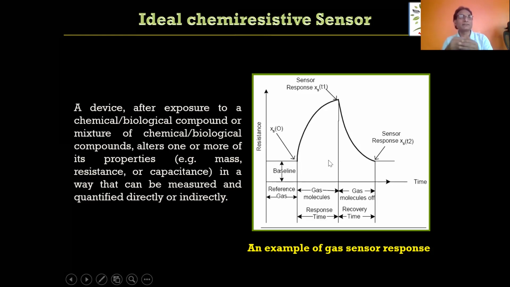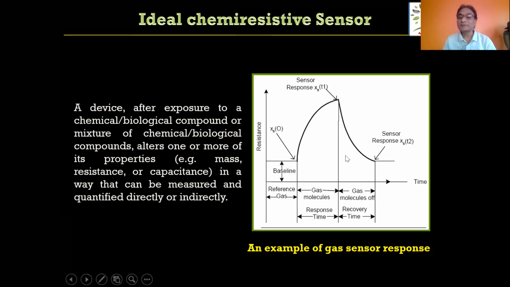Therefore, whenever you are screening materials, once you choose one particular material and want to test it against the desired gas analyte, you need to see what your response time is. If your response time is, let us say, 10 minutes, that material is not going to be good for the sensing application. It should be less than 1 or 2 minutes at the most. Truly speaking, it should be less than 1 minute, a few seconds.